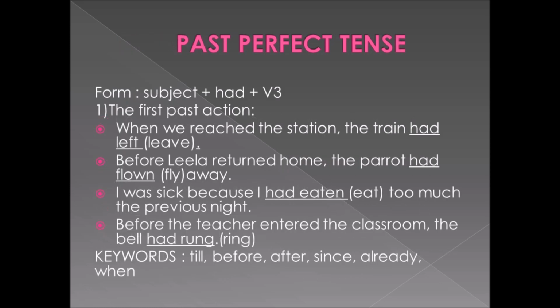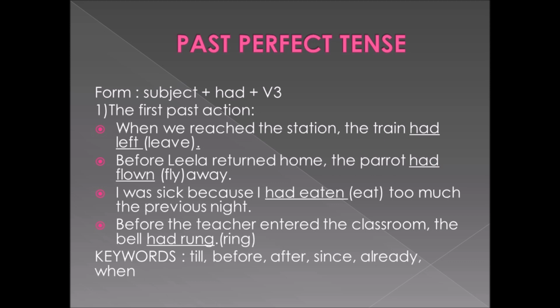The next type of tense is past perfect tense. The structure of past perfect tense is subject plus had plus V3 form of the verb. So where do we use past perfect tense? If your sentence consists of two past actions, you have to indicate the first past action in past perfect tense and the second action in simple past tense.